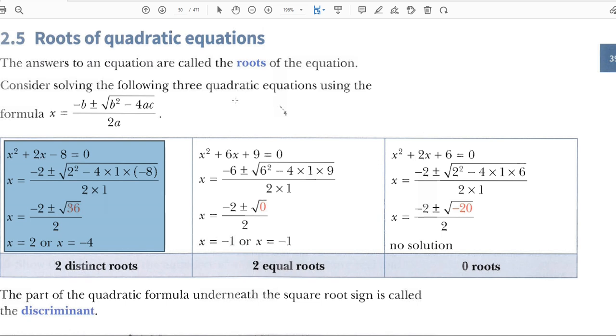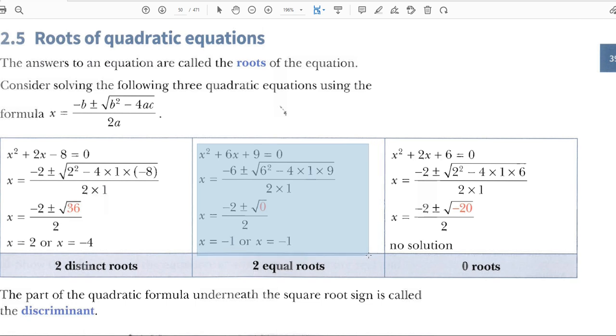Now take another quadratic equation, for example this one: x² + 6x + 9 = 0. By using the quadratic formula, solve this equation. We will get two roots of x. One is −3 and the other is also −3. This time the roots are not different, not distinct. So we call them two equal roots. In the previous case, we have two roots, 2 and −4, which we call two distinct roots. In this case, we have two same roots, so we call them two equal roots.